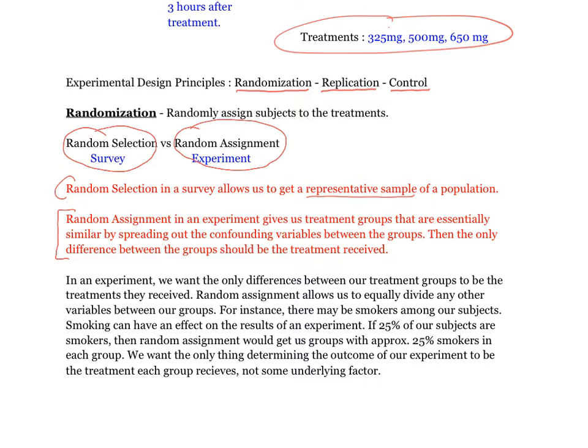So random assignment is super important, okay? So in an experiment, we want the only differences between our treatment groups to be the treatments they received. Random assignment allows us to equally divide any other variables between our groups. For instance, there may be smokers among our subjects. Smoking can have an effect on the results of an experiment. If 25% of our subjects are smokers, then random assignment would get us groups with approximately 25% smokers in each group. We want the only thing determining the outcome of our experiment to be the treatment each group receives, not some underlying factor. So randomization, super important.